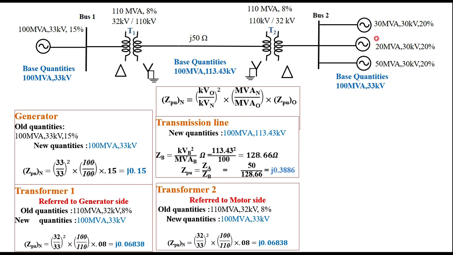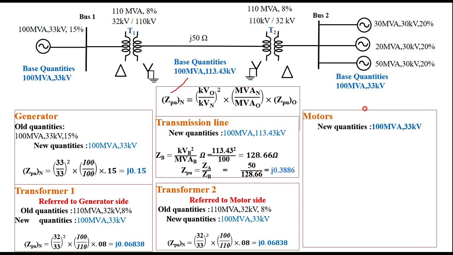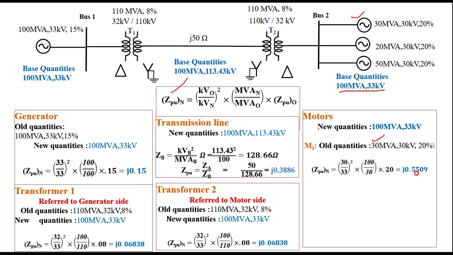Okay. Then we come to the motor side. For all three motors you have to calculate, once again using the same formula. First I am taking the new quantities for all three motors as 100 MVA, 33 kilovolts. Then I consider motor 1, the first motor. Its old quantities are 30 MVA, 30 kilovolts, 20%. For that, I calculate Z per unit, and what I am getting is 0.5509.